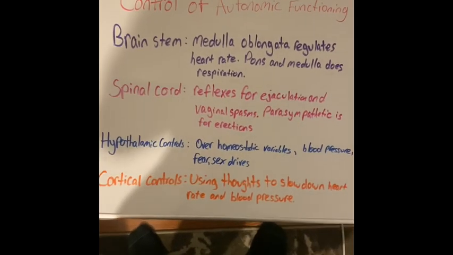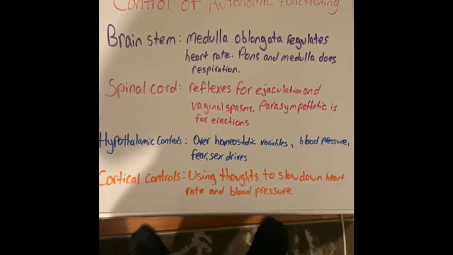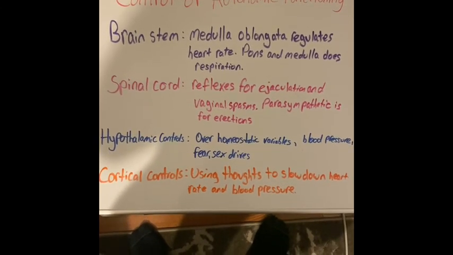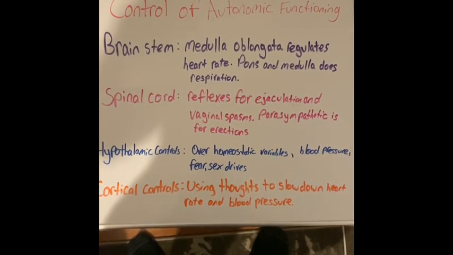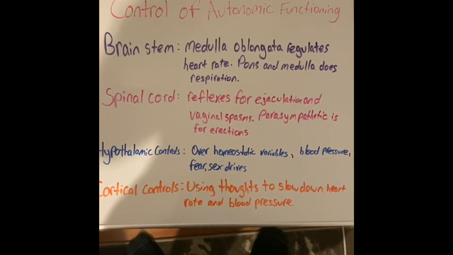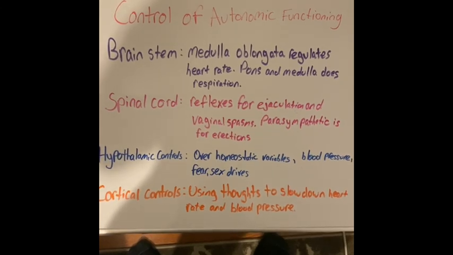And then we have the hypothalamic controls. That's basically over all the homeostatic variables like blood pressure, fear, sex drives, that kind of stuff. And then we have the cortical controls. That's where like you close your eyes and you use thoughts to try and slow down your heart rate or your blood pressure by just consciously trying to relax yourself from the mind.